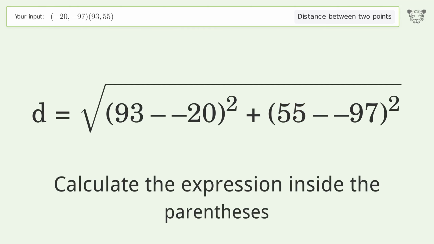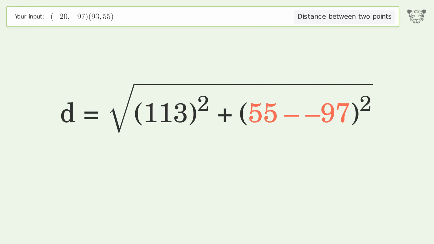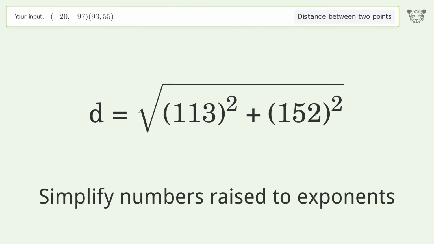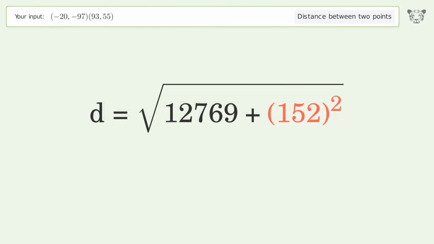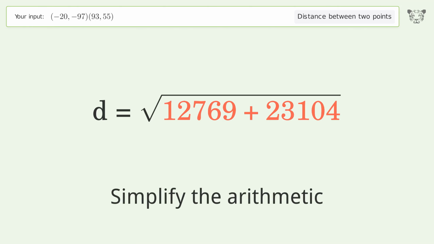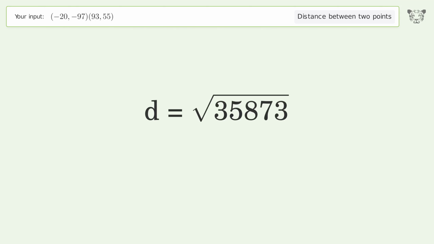Calculate the expression inside the parentheses. Simplify numbers raised to exponents. Simplify the arithmetic. And so the distance between the 2 points is the square root of 35,873 or 189.402.